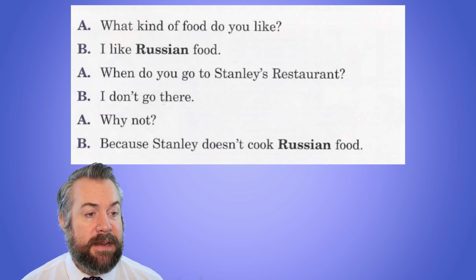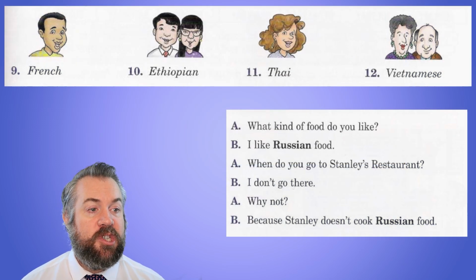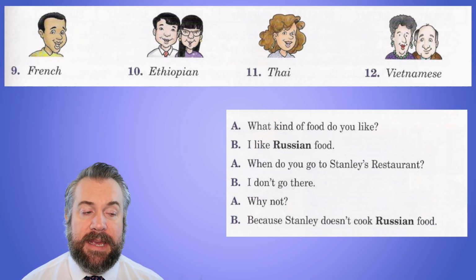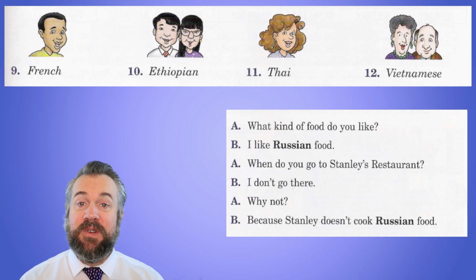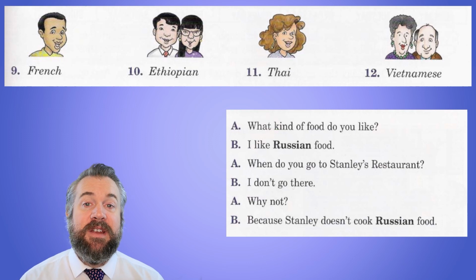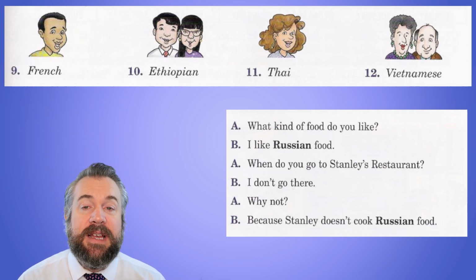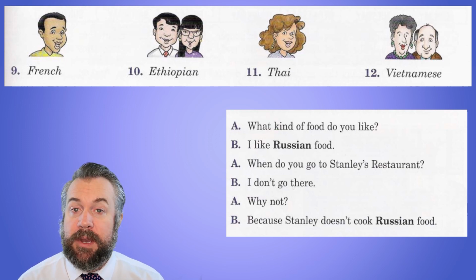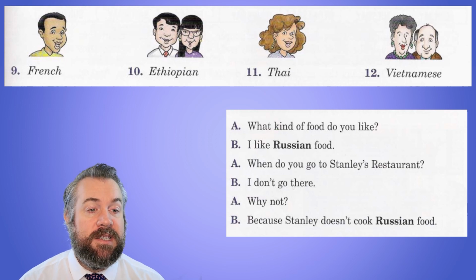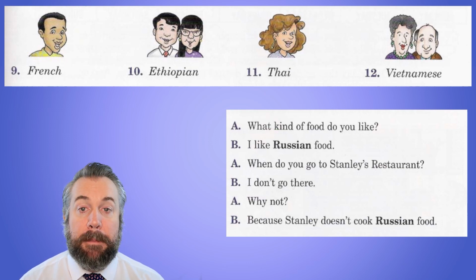Let's have a look at the other examples. French, Ethiopian, Thai, and Vietnamese. They are not on the menu. There is also no Korean food. There is also no British food. There is no Spanish food. There is a lot of food that's not on the menu. Okay, let's start with number 9. Number 9.